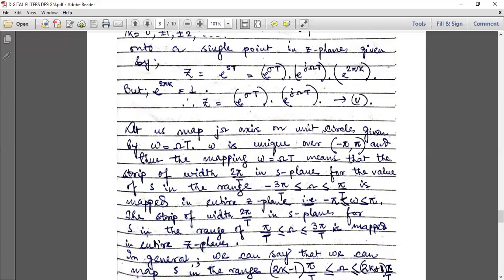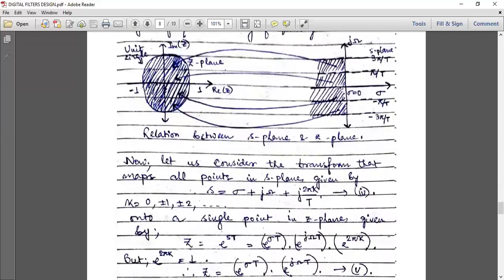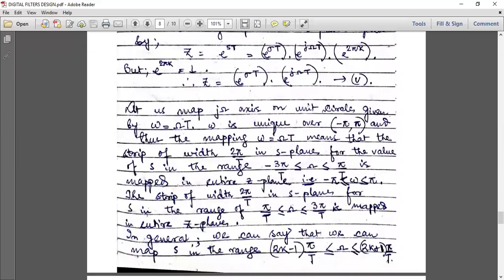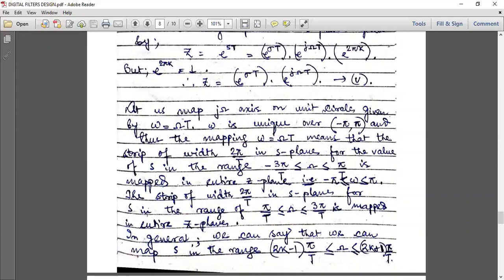So in general, what can we say? This is not so important because it is related to the diagram, basically. So in general, you should know the general formula. So what is the general formula? In general, we can map S in the range (2k minus 1) into pi by t less than or equal to ohm less than or equal to (2k plus 1) into pi by t. Okay, so this is the actual general formula. You place the value of k, you get your required answer. Clear?